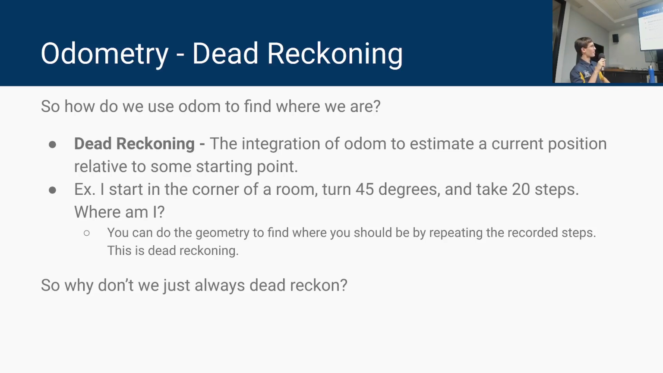So, for example, I have on the slide: if you're in the corner of a room, you turn 45 degrees and take 20 steps, where am I? In this case, obviously, we can do the geometry of turning 45 degrees. 20 steps, each step is about 1.5 feet, we can estimate. And then we know kind of sort of where we are. You can start to see what may be an issue with dead reckoning, and why you can't always use it.